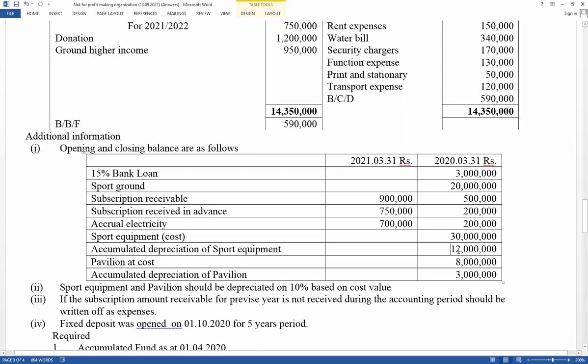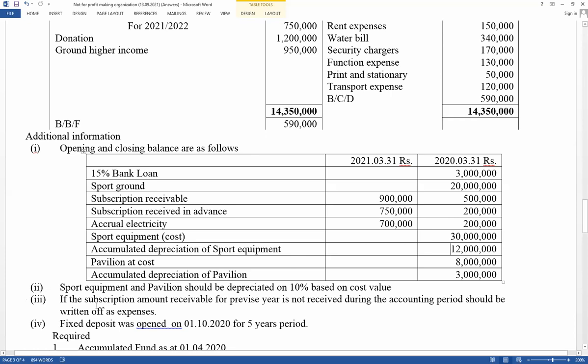Closing balance equals opening balance plus annual depreciation. Therefore, annual depreciation can be calculated. It has given opening balance, but the financial position should include the closing balance. Pavilion also, sport equipment also.